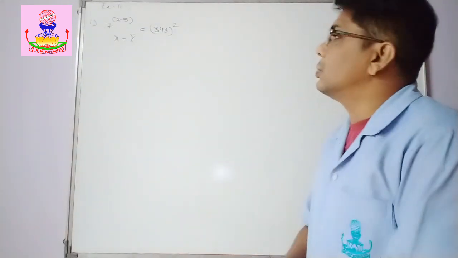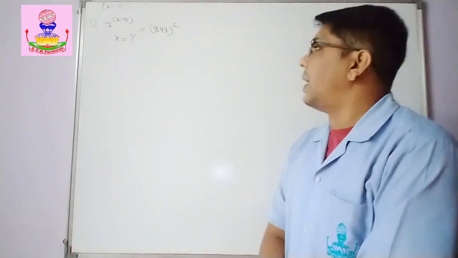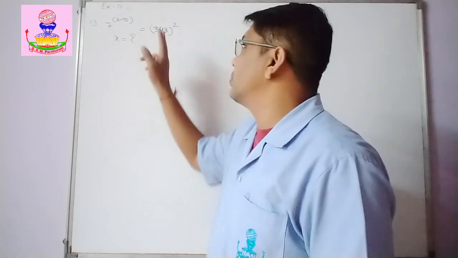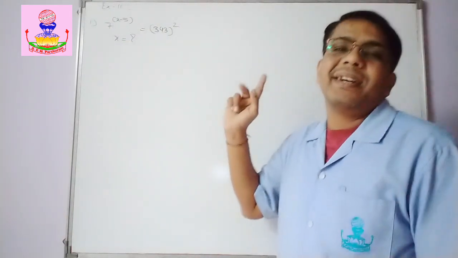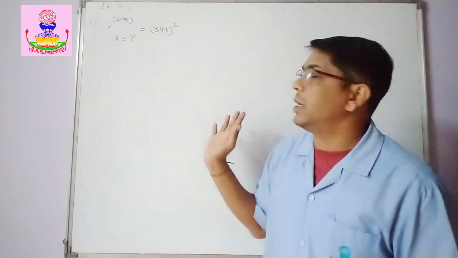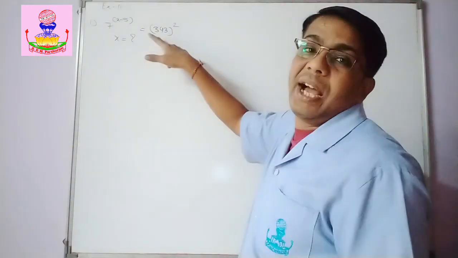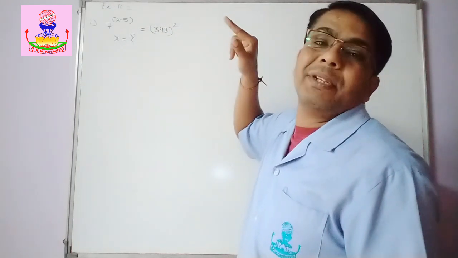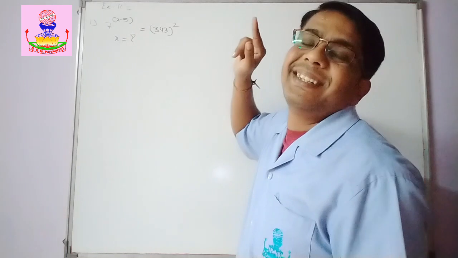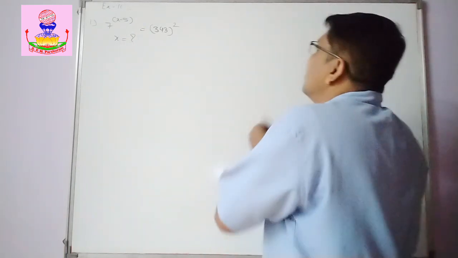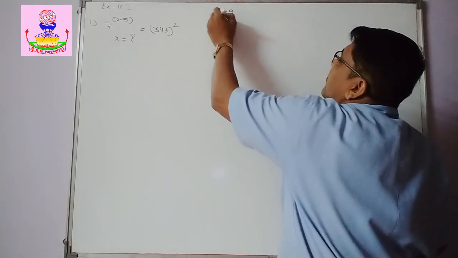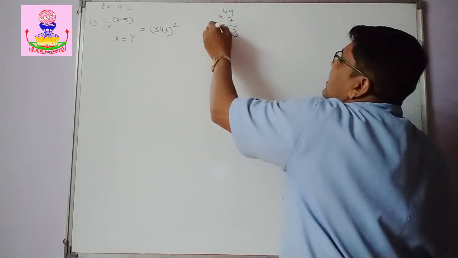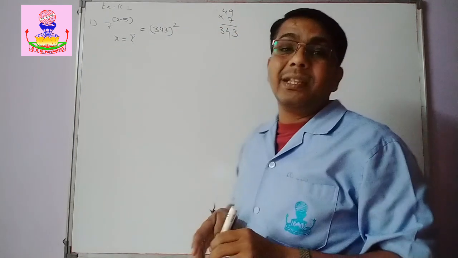Exercise 10.2 number 1: 7 raised to x minus 5 equals 343 raised to 2. The first thing to do is make the base the same. Here it is 343, so I have to make the base 7. We know 7 squared is 49 and 7 cube is 343. You can check it: 49 into 7, 7 nines are 63, 7 fours are 28 plus 6, 34. So 7 cube is 343.